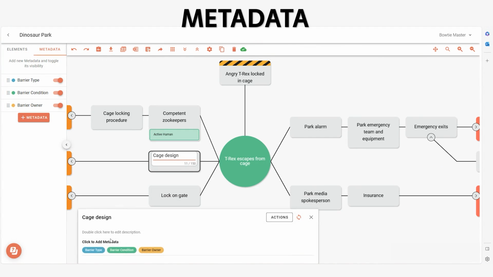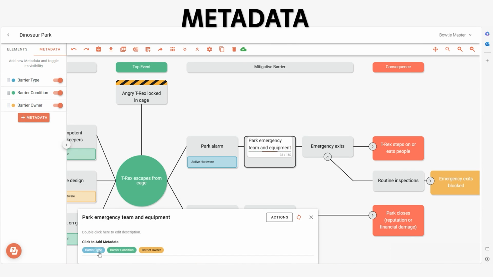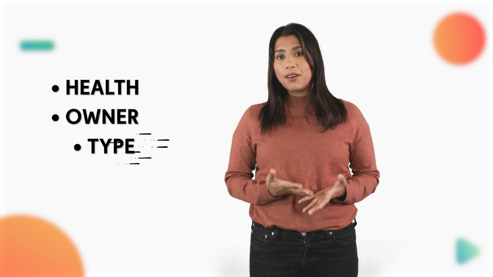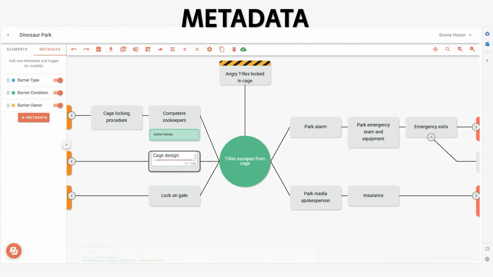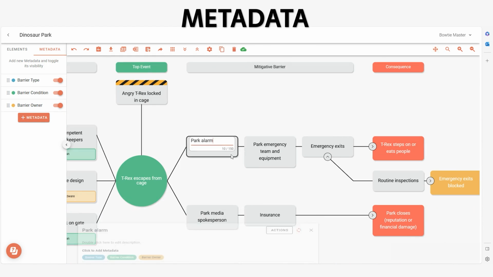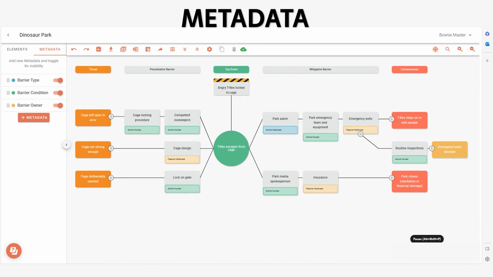So tag your diagram elements, but in particular your barriers, with relevant details about its health, owner, type, performance, standard and more. This way, readers of the diagram will have enough context to gain a clear picture of risk without having to ask loads of questions. Remember, the diagram's aim is to communicate a complete picture of the risks, and metadata will fill in any of those gaps. Okay, so these are the 7 steps, but how do you actually put them into practice?